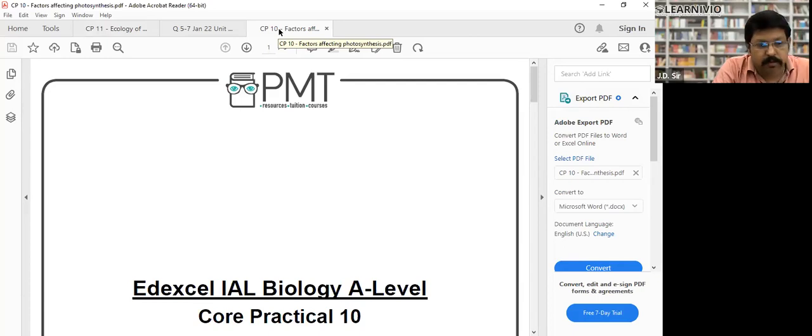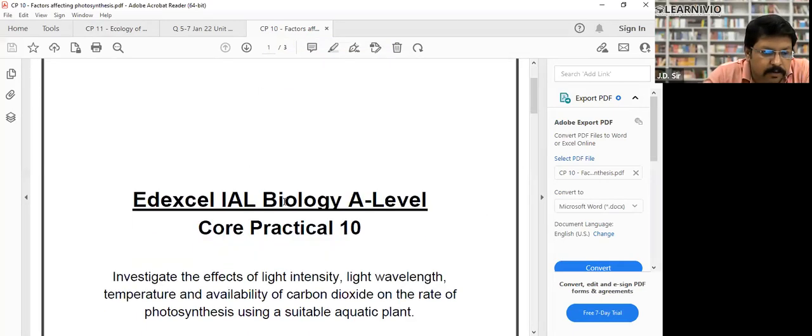The past paper that I was solving. There are some questions that I want to understand. Okay, so let's start with the CP10.